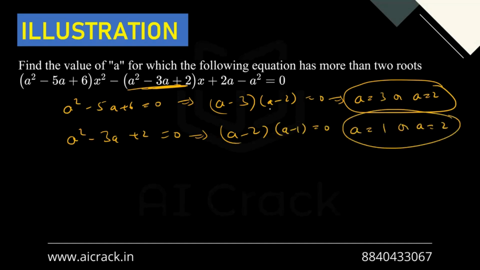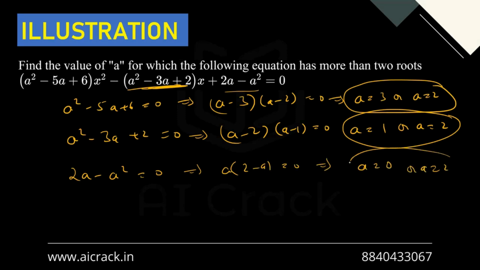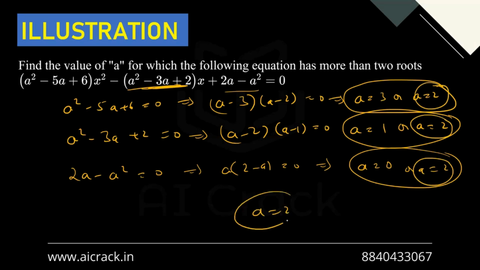Okay. Now for this constant number, 2a minus a square equals to 0. That means a times 2 minus a equals to 0. That would mean a equals to 0 or a equals to 2. Now we can see that a equals to 2 is common in all three equations, right? So that basically means a equals to 2 should be the answer.